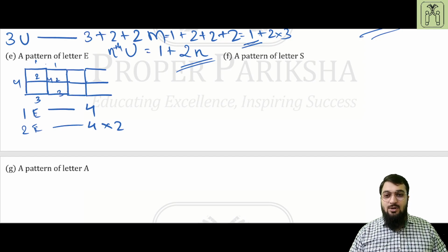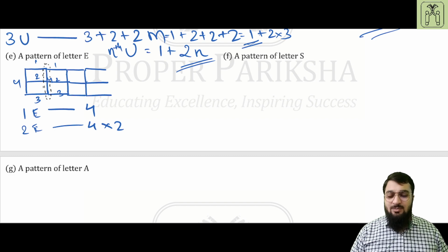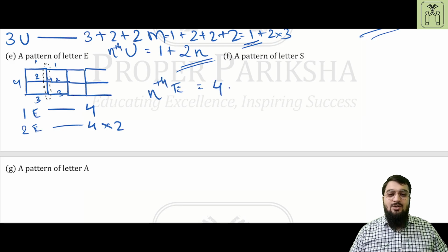because this particular one is not common. It is just having an intersection with various edges of the matchsticks. So 2E will be 4 into 2. Therefore, nth E will be, what will this be? It will be 4 into n, and that is the answer.